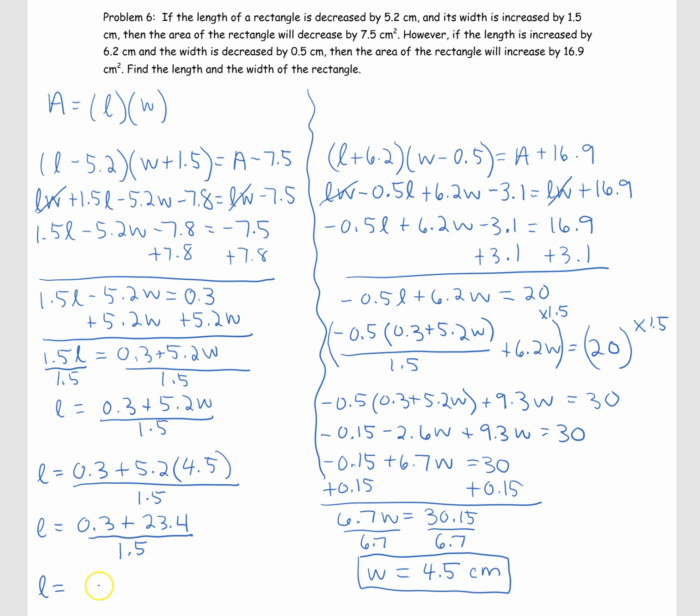That gives me on the top 23.7 over 1.5, and dividing that out gives me 15.8. So again, that's in centimeters, so 15.8 is equal to L, our length. So those are our values for the length and width of the rectangle.